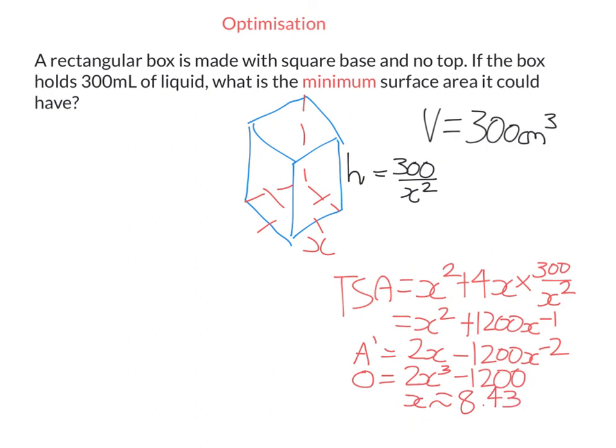Substituting back into this formula here, we get that the minimum possible surface area is around 213.4, and because we talked about mils, which is centimeters cubed, this will be in centimeters squared. So whenever you're given an optimization question to find a minimum or a maximum, you need to find a function, differentiate, and find where it equals 0.